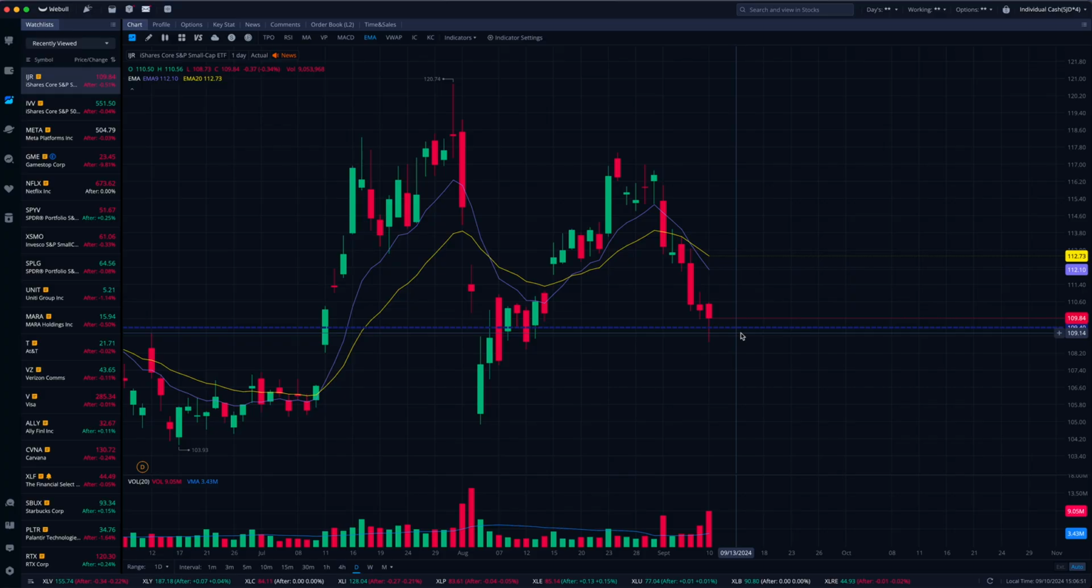Again, we're trying to shoot for what's the most probable. What tends to normally happen? You get retests after breakouts, right? So that's the way I usually tend to approach it.